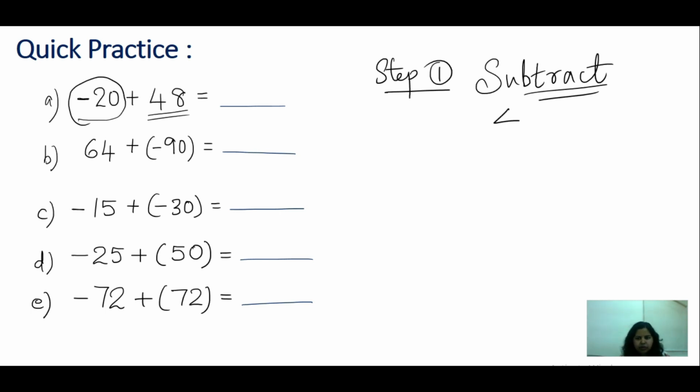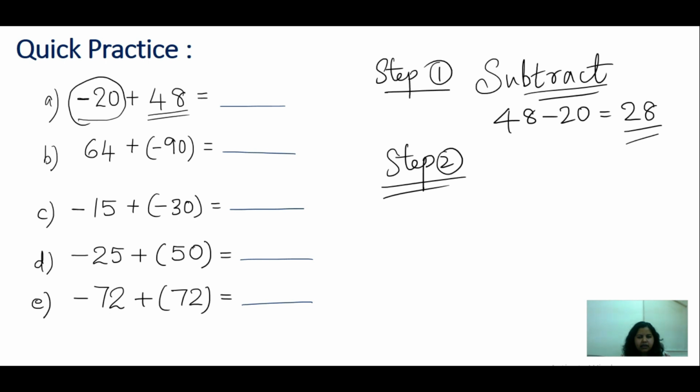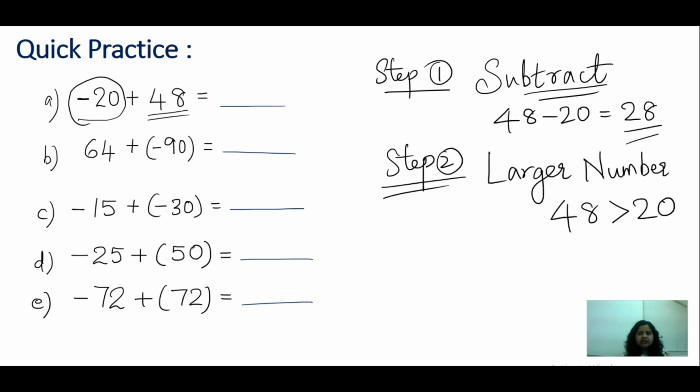Here it's going to be 48, the bigger number, minus the smaller, and my answer is 28. Now the step 2 is to decide on the sign. Here the sign of the larger number. So here 48 is larger than 20 and 48 is positive. So my answer is going to be a combination of my step 1 and step 2. It becomes plus 28. This is my answer.